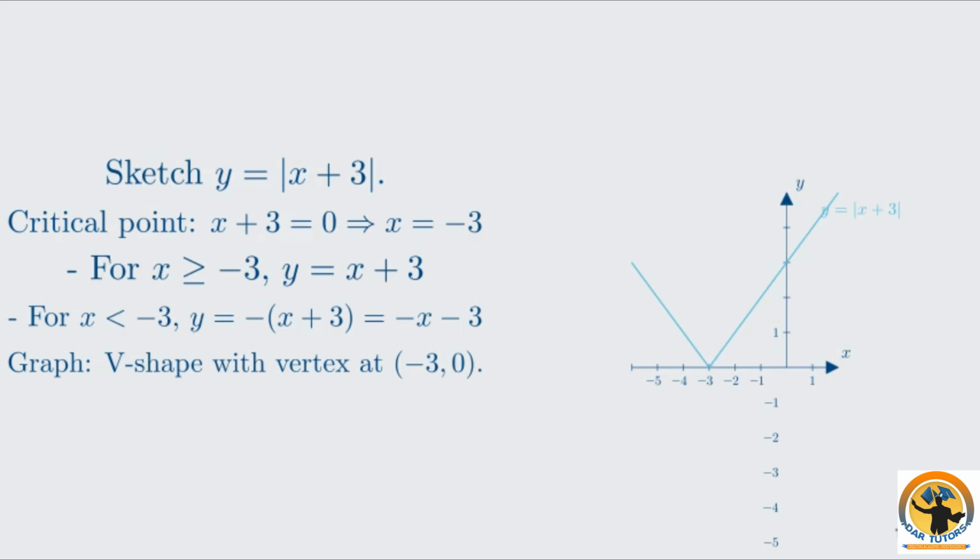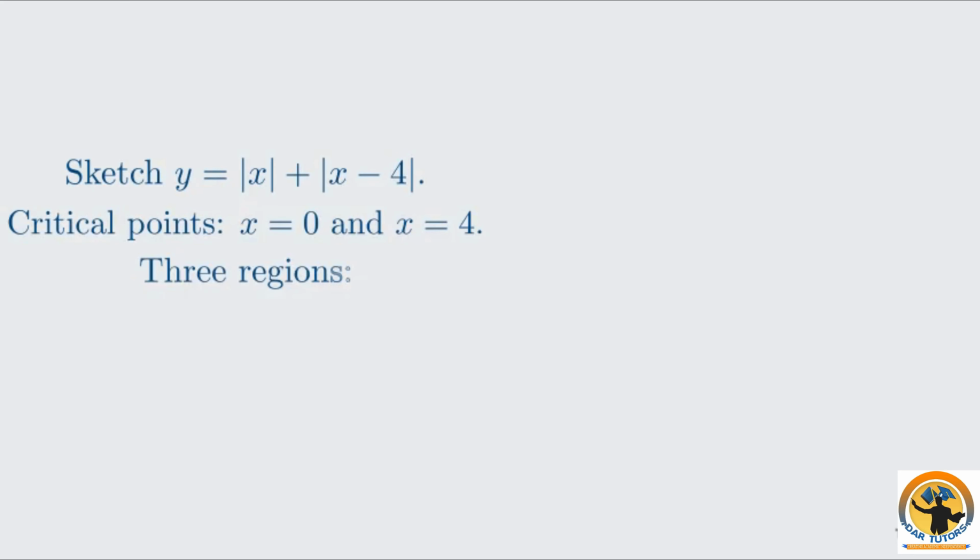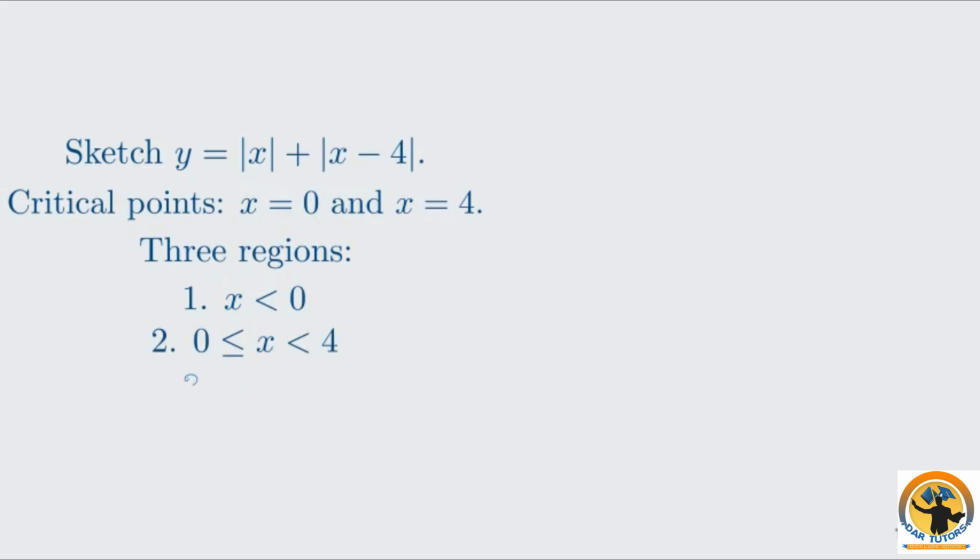This gives us the V-shaped graph. What if we have two or more absolute value terms? We can still sketch the graph by considering the critical points. Let's sketch it for us. The critical points are x equals 0 and x equals 4.